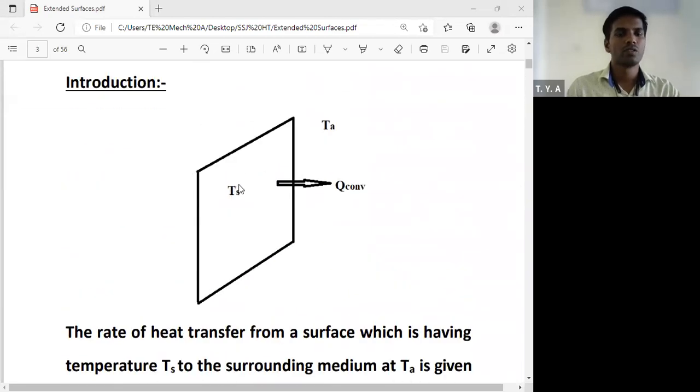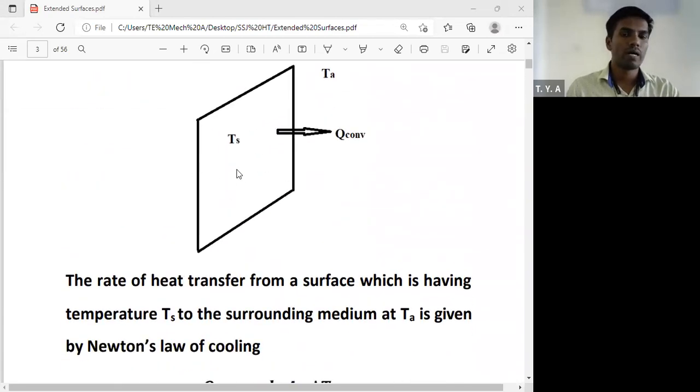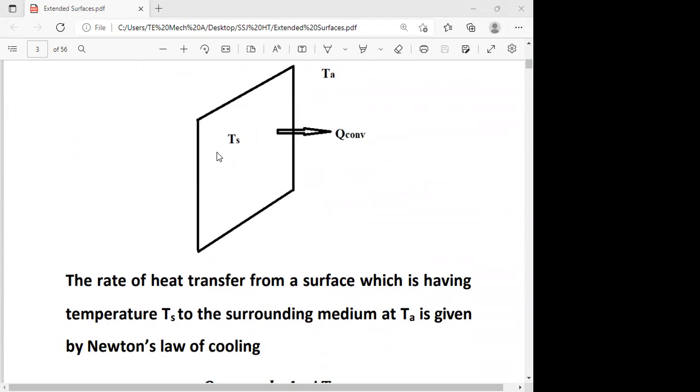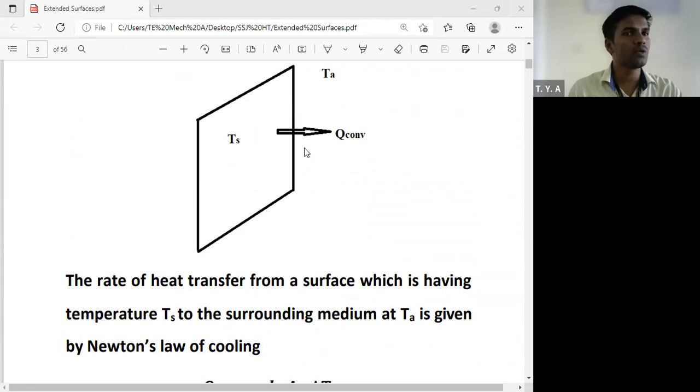So in what way does heat transfer take place due to convection? What is the formula for the convection? Q is equal to hA into delta T. So in what way can we increase the Q convection? Basically there are two ways: by increasing the surface area and by increasing the heat transfer coefficient. But increasing the heat transfer coefficient needs an external device, so this approach may or may not be practical. Therefore we go for increasing the surface area.